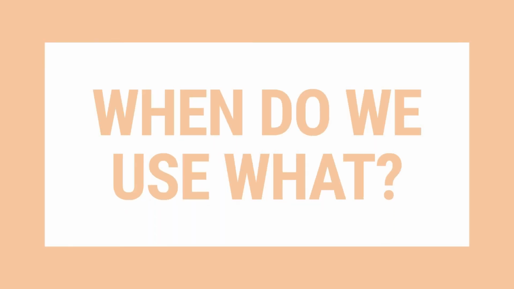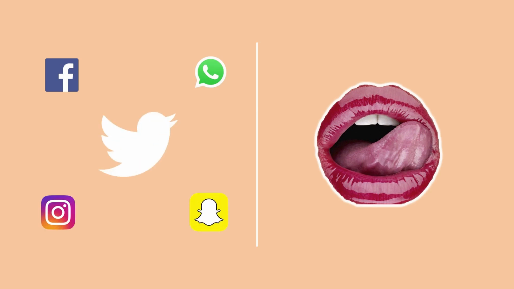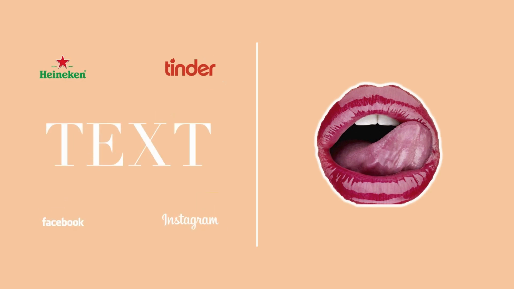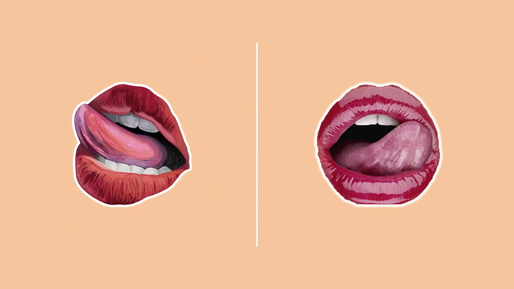So now that we know the differences, when do we use what? Raster graphics are used for almost everything, but it's best to use them for detailed images, whereas vector graphics are used for less detailed images such as logos, text, and illustrations.